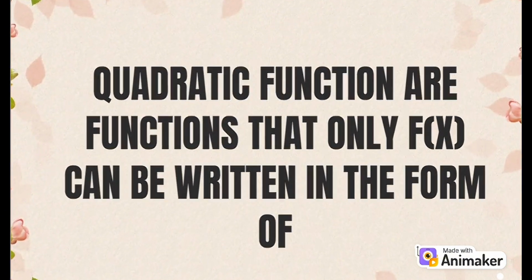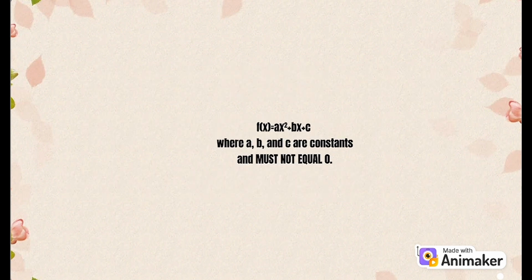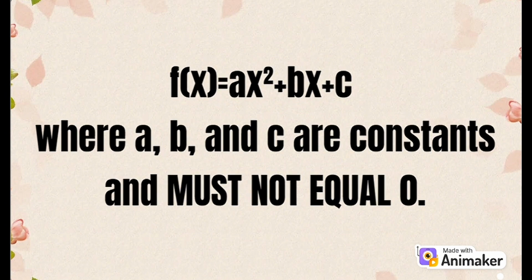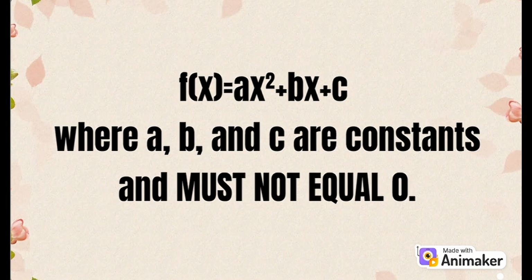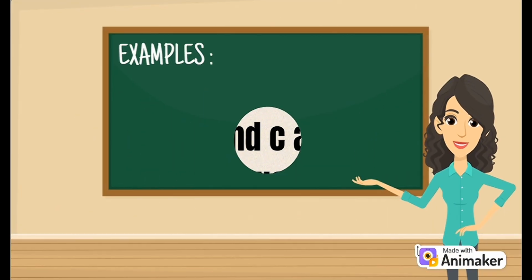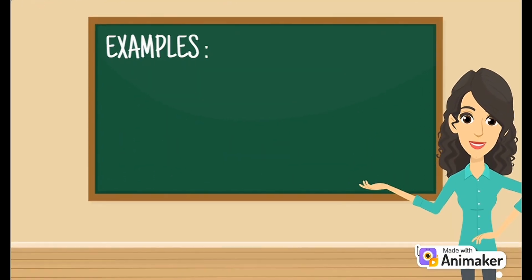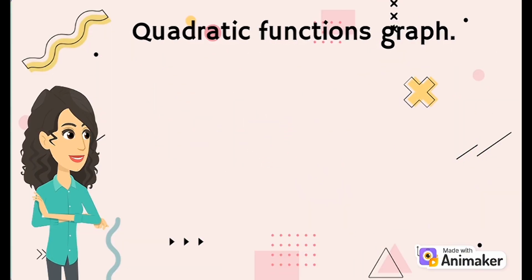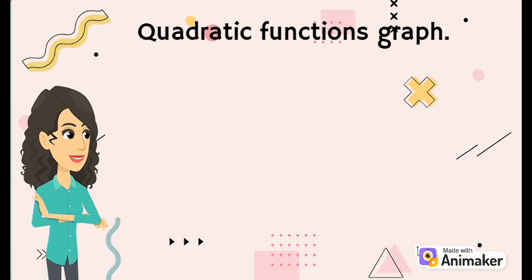Quadratic functions are functions where f(x) can be written in the form f(x) equals ax² plus bx plus c, where a, b, and c are constants and a must not equal 0. So let me show you some examples to make you understand more. For example, f(x) equals 2x² minus 3x plus 2 and f(t) equals 2 minus 3t² are quadratic. Next, let's learn about quadratic functions graph.